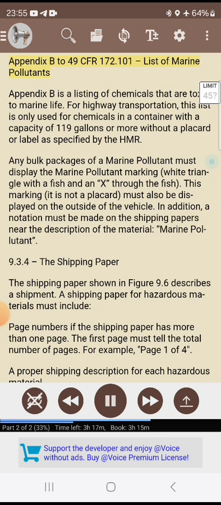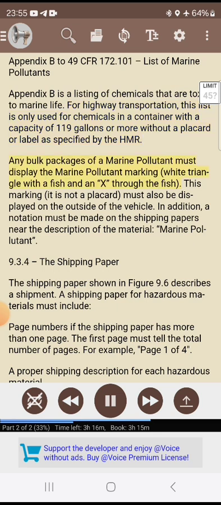Appendix B to 49 CFR 172.101, List of marine pollutants. Appendix B is a listing of chemicals that are toxic to marine life. For highway transportation, this list is only used for chemicals in a container with a capacity of 119 gallons or more without a placard or label as specified by the HMR.